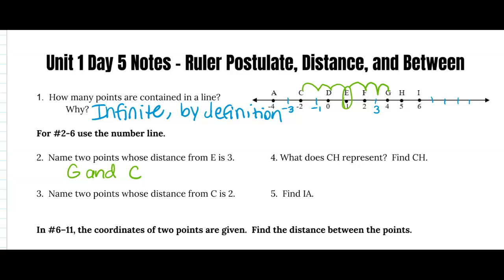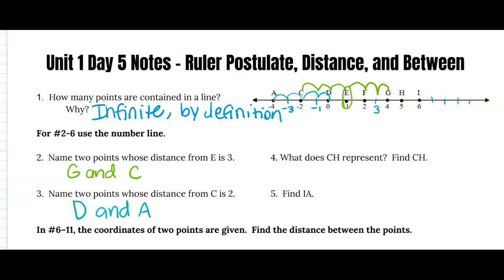Now you name 2 points whose distance from C is 2. You should have gotten that D and A are both 2 units away from C. 1, 2, and 1, 2.